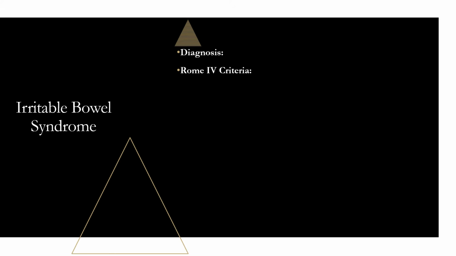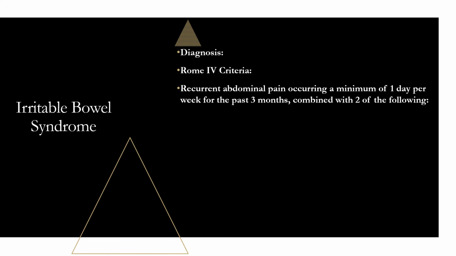But you do have a criteria that you need to know. So there's something called Rome 4 criteria, and this is how you diagnose irritable bowel syndrome. So what this states is that with IBS, it's going to be recurrent abdominal pain occurring for a minimum of 1 day per week for the last 3 months, combined with 2 of the following. The pain is related to defecation, so in some way. So in this case, it's normally better with defecation. Change in stool frequency. So 1 week they're having a bowel movement maybe once a week. The other week they're having diarrhea multiple times a day. So their stool frequency is changing.